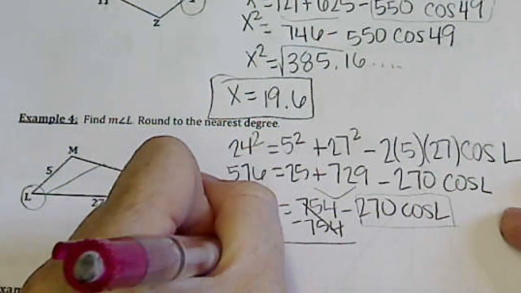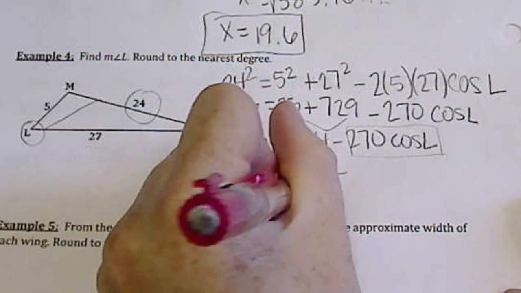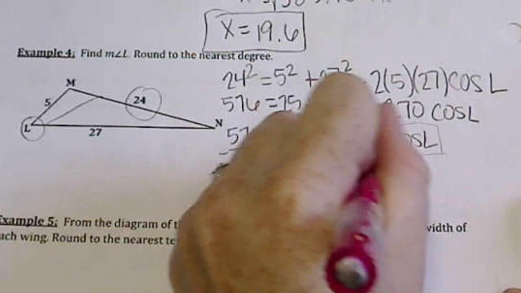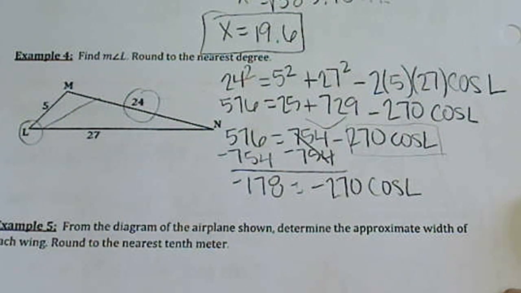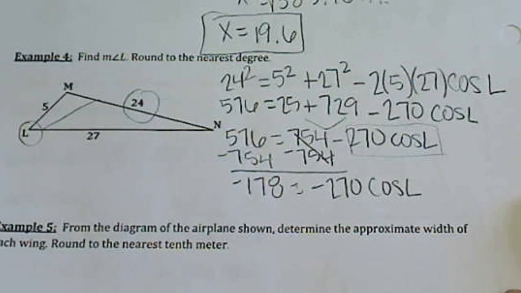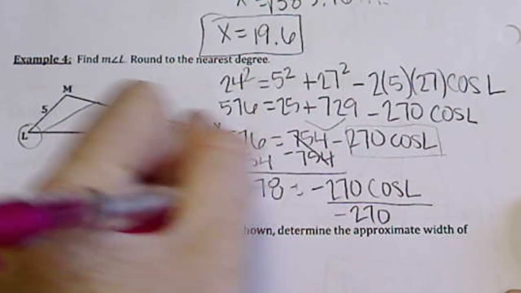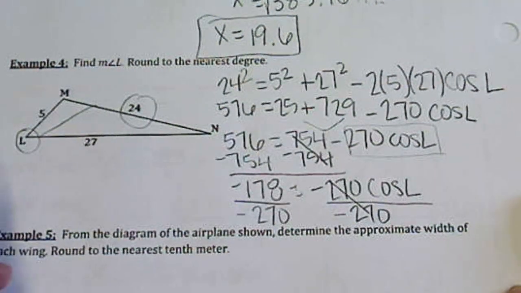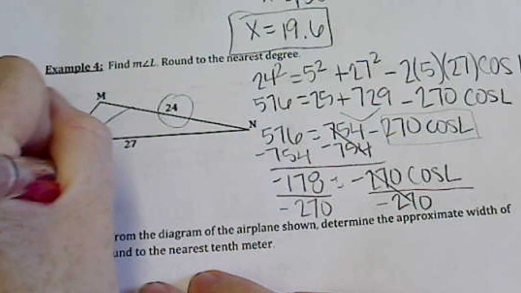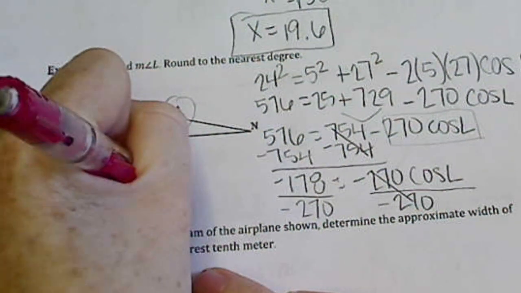And that gives you negative 178 equals negative 270 times the cosine of L. How can I get the negative 270 away from the cosine? If they're connected, I have to unconnect them, so I have to divide by negative 270. So I'm going to come over here, and my cosine of L is negative 178 over negative 270.